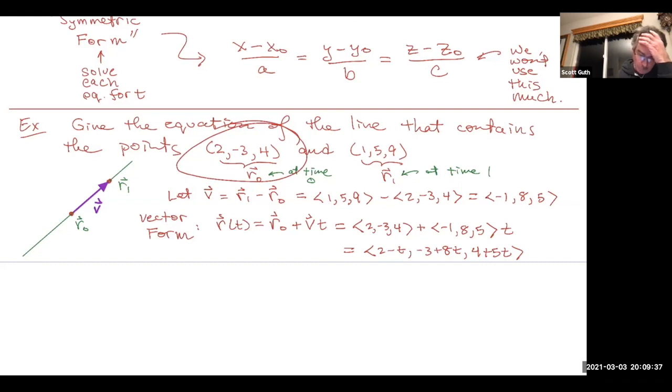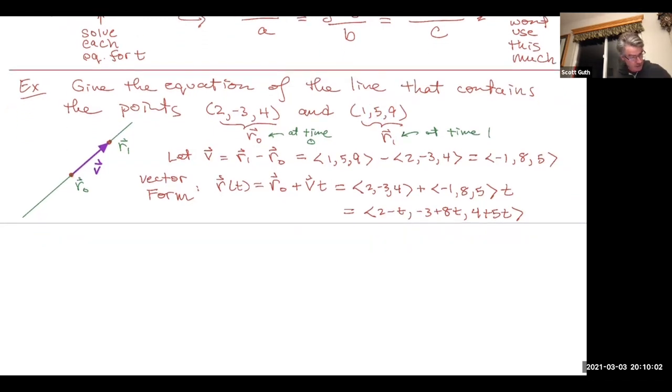If you put in a one for the time, you would get two minus one, which is the one up here. Negative three plus eight times one, that's the five. And then four plus five times one, which is the nine. See, so at time one, you're at the other point. Okay, and it's not hard to prove why that is. You can just kind of think about it in general if you want, but it always works that way. Okay, any questions?